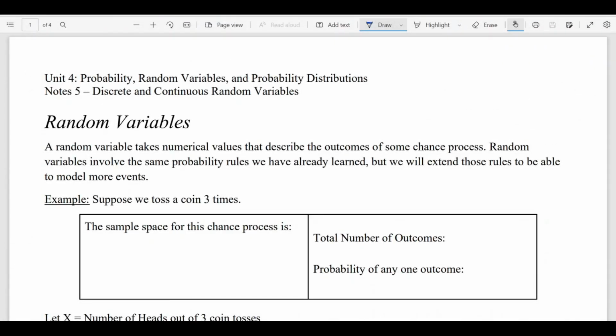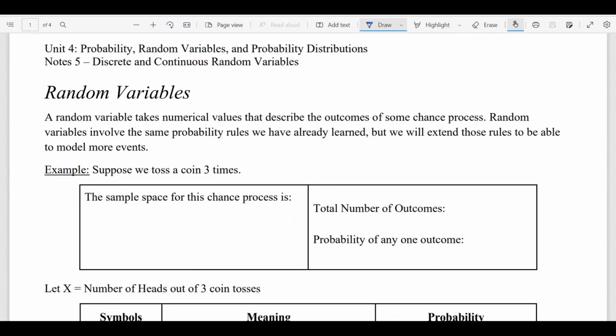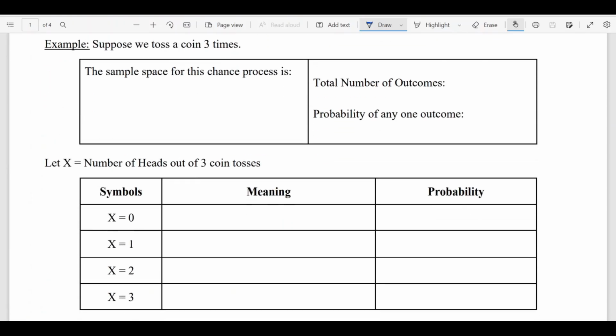Okay. A random variable, a single random variable, is going to take on a numerical value that describes an outcome of some chance process. All of these are going to involve the same probability rules we have already learned, but we're going to be able to extend those rules to model some larger events. Okay, let's look at an example that we have talked about before in order to get a gauge on these random variables. So suppose we toss a coin 3 times.